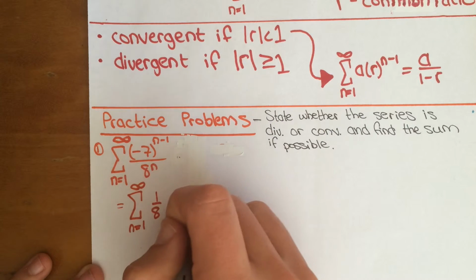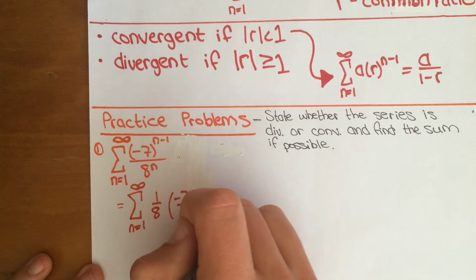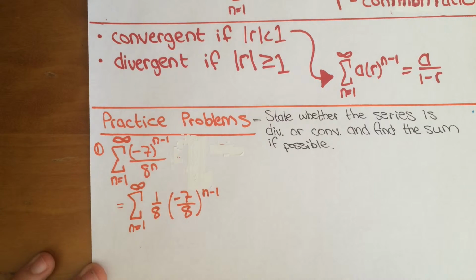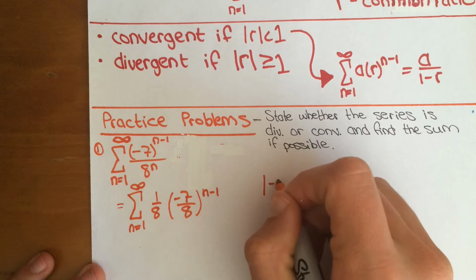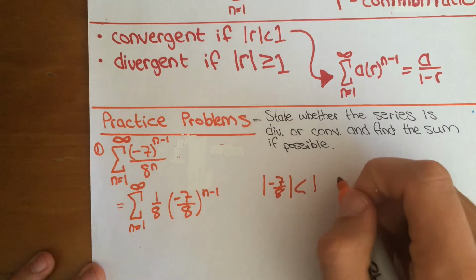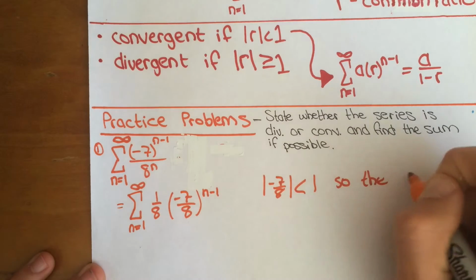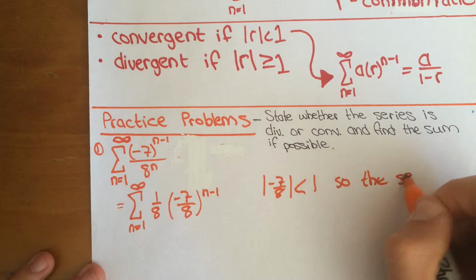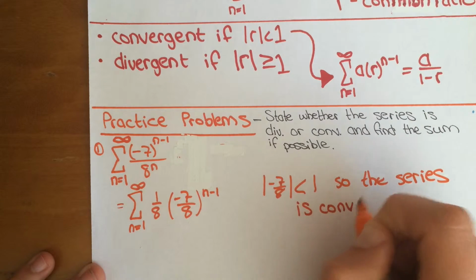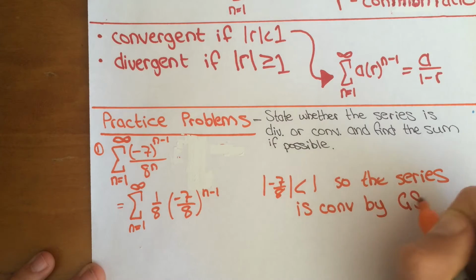1/8 over negative 7 over 8 all to the n minus 1. 1/8 becomes my a, or first term, and negative 7/8 is my common ratio. So the absolute value of negative 7/8 is less than 1, so the series is convergent by the geometric series test.